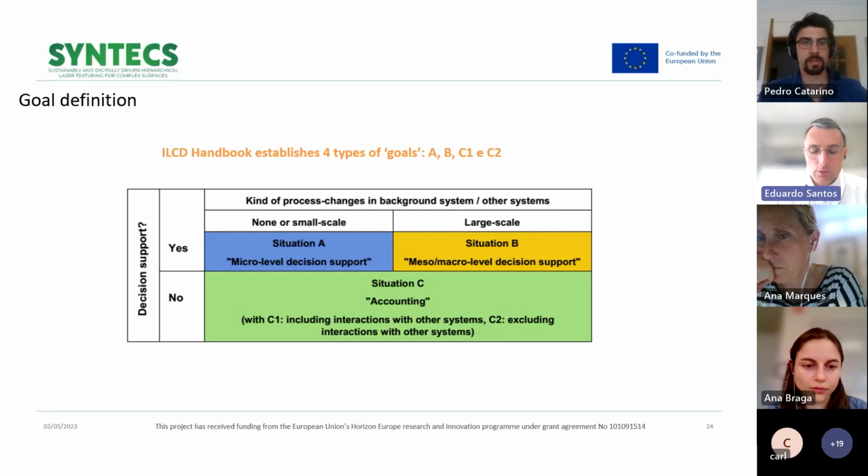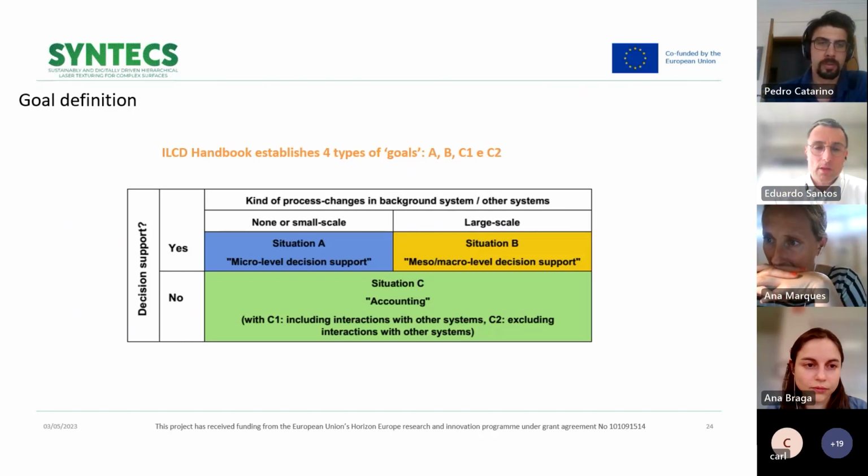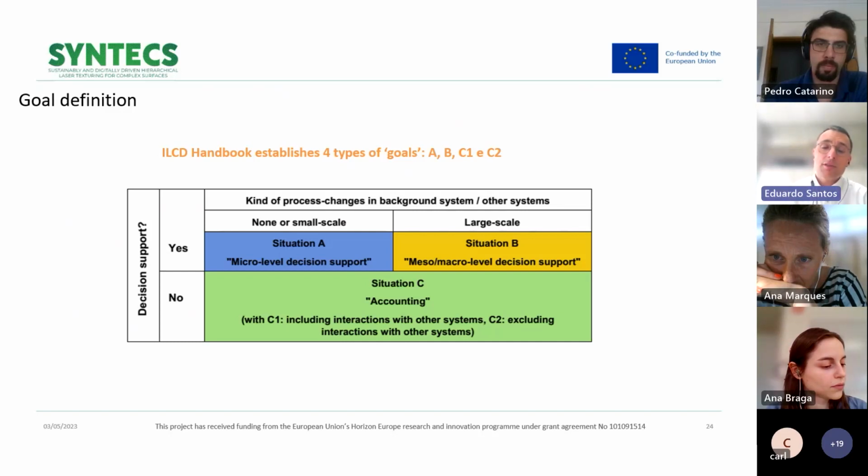They are simply for accounting. So we will have an LCA study that is done to get a result and to do an accounting or a reporting of that result without influencing the product system. So it's basically more like a diagnosis, but without any consequence. And in that case, you will have goals that address systems that have interactions with other systems and/or systems that do not have interactions with any other system, and that is the difference here between situation C1 and C2.